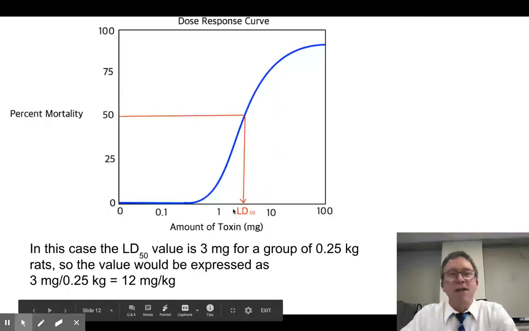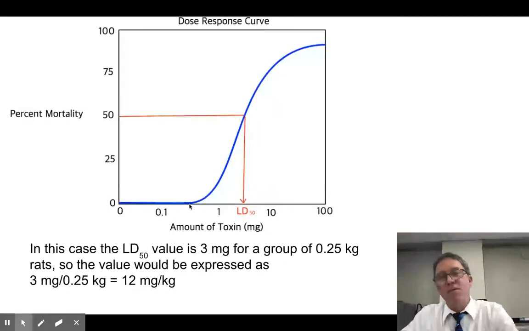So if this is 3 milligrams and my test subjects were 0.25 kilograms, I'm going to express it as a standard milligrams per kilogram. I get 12.